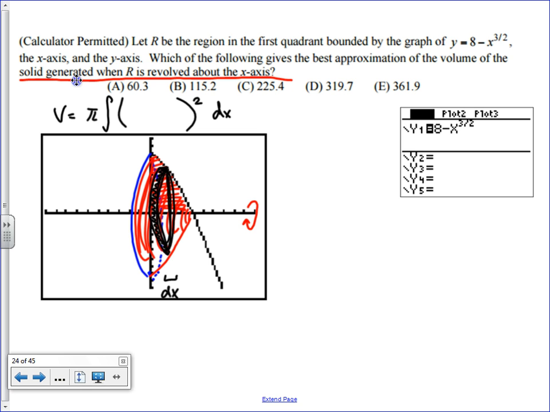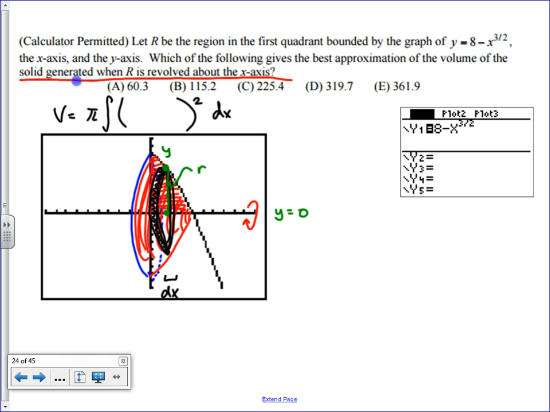Is r going to be total top to total bottom? No. Where's r going to be? Top to the axis, right? So when I'm doing r, what was on top? 8 minus x to the 3 halves. What's on bottom?